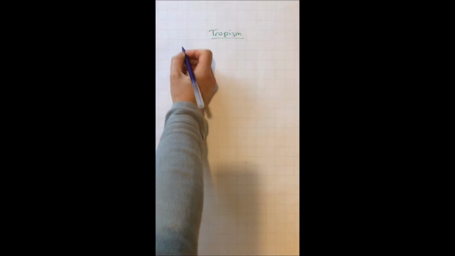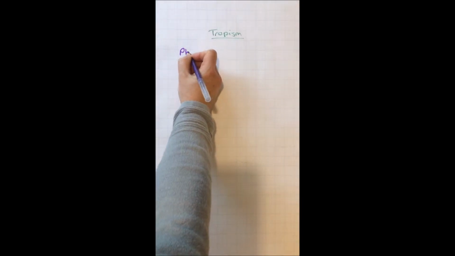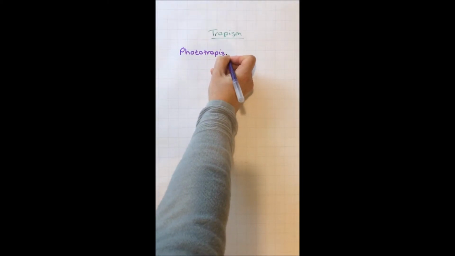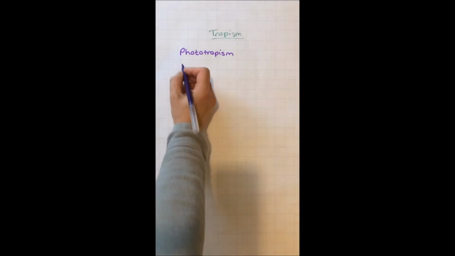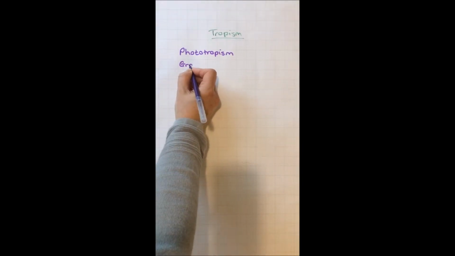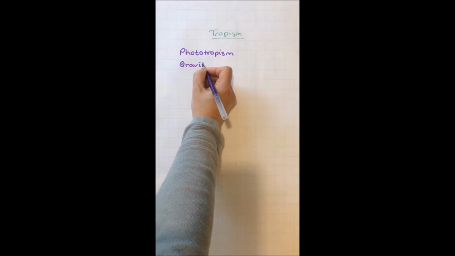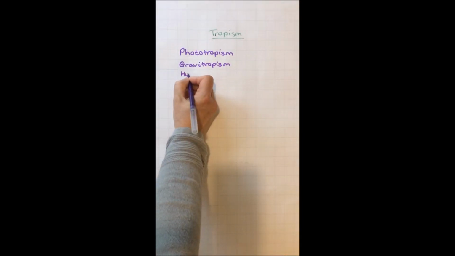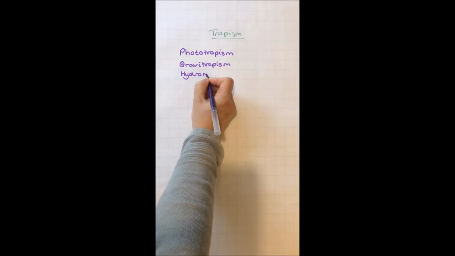Now you get different types of tropisms, and so they respond to different things. So for instance, if they respond to light, it's referred to as a phototropism. If they respond to gravity, it's called a gravitropism. Sometimes that's also written as a geotropism. And if they respond to water, then that would be a hydrotropism.